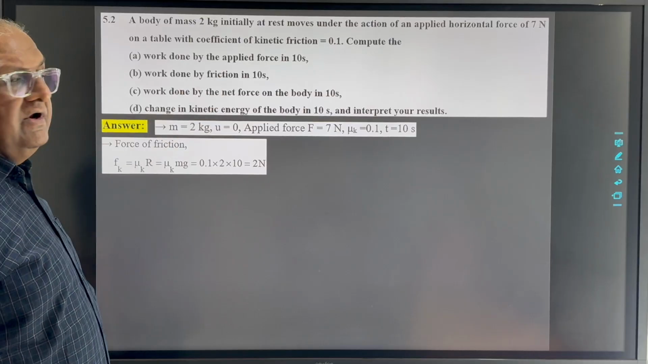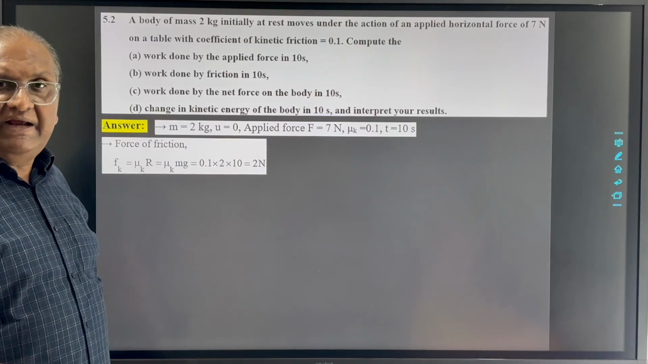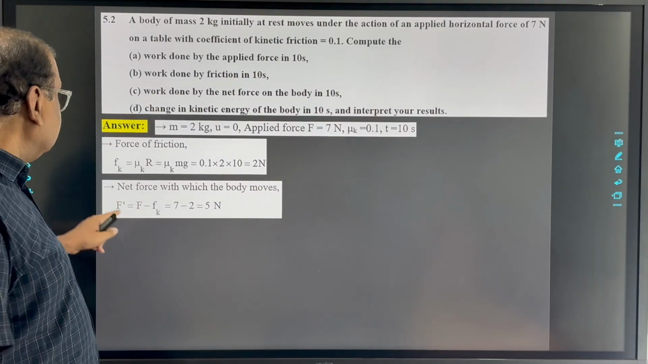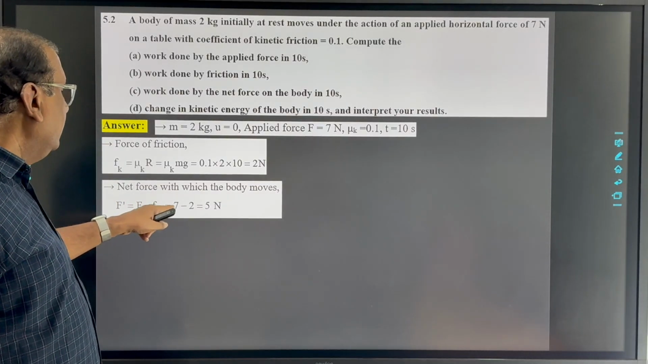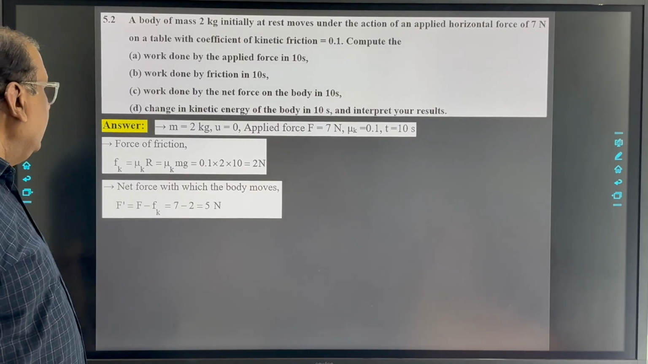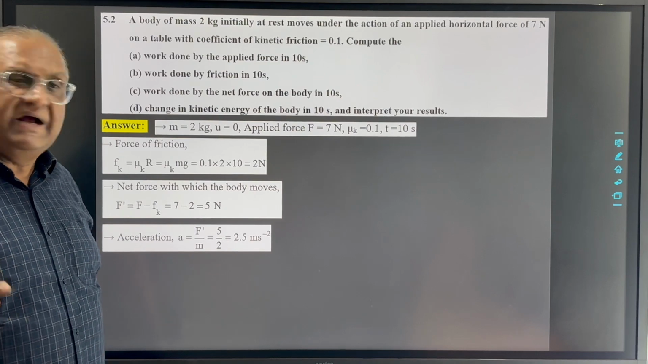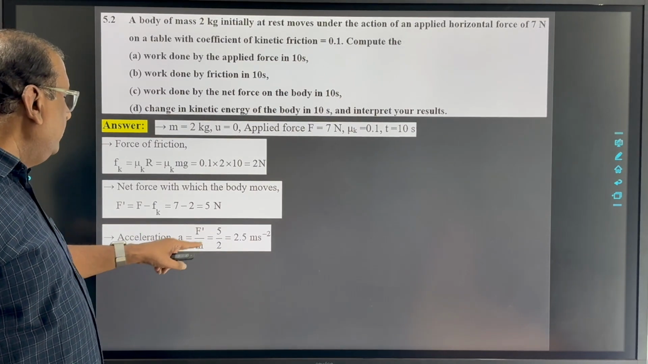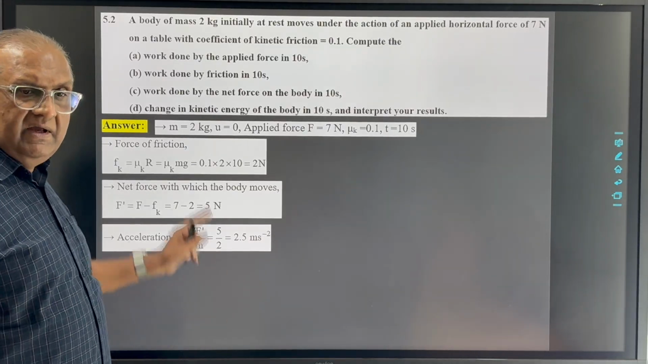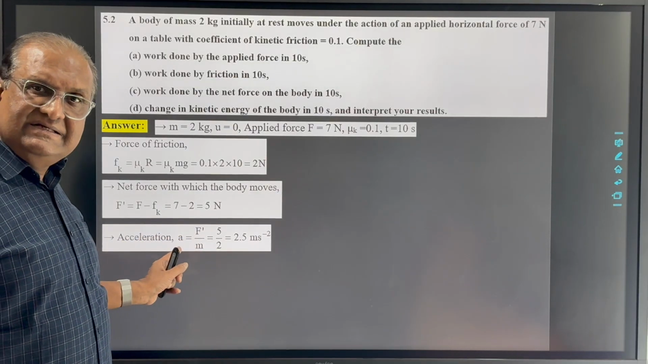Now 7 Newton force is applied, and friction is 2 Newton, which is in the opposite direction of the applied force. So here the net force with which the body moves, F dash, is equal to F minus Fk, 7 minus 2, which is equal to 5 Newton. Clear? Okay. Now the acceleration is the net force upon mass. So net force is 5 Newton upon mass 2, so acceleration is 2.5 meter per second square. Here the net force is constant, so acceleration is constant.